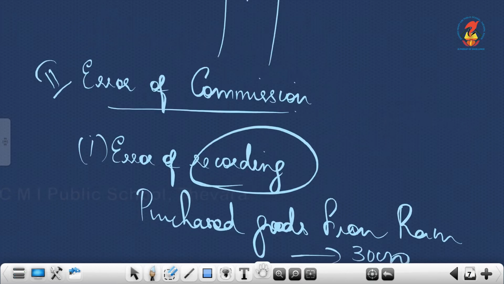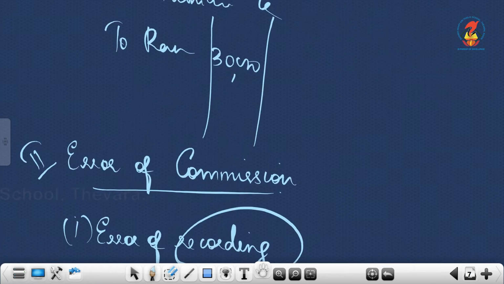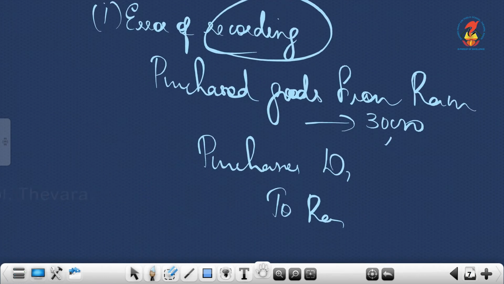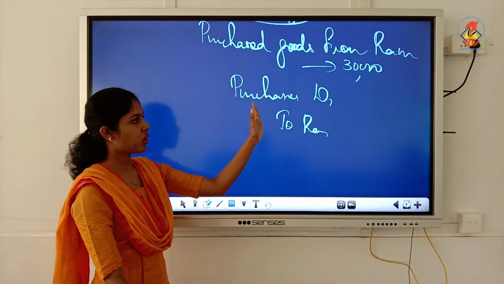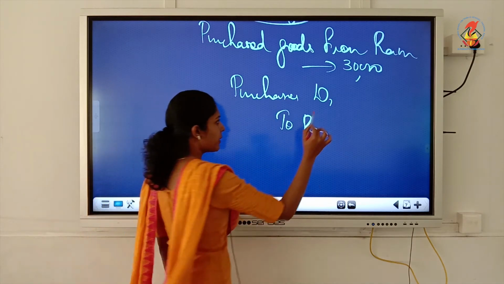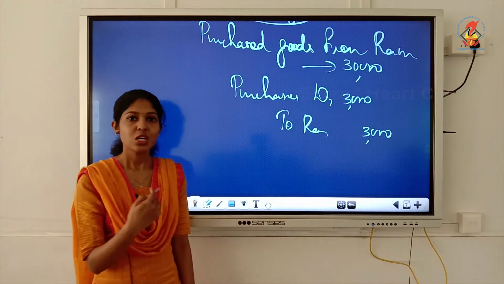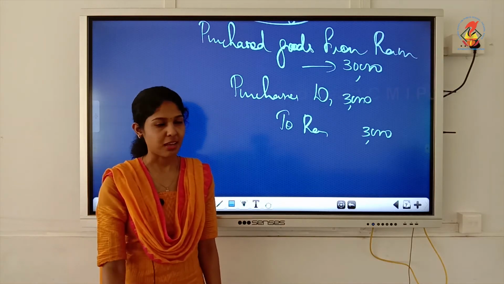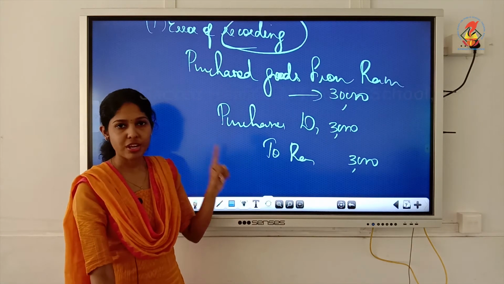I think there we wrote purchase furniture, isn't it? In the example you can write purchase furniture or purchase goods, but the entry you must write correctly when you write the example. So here purchase goods, so I wrote purchases debtor to Ram. The amount is actually 30,000, but I wrote 3000 in my books. These are the mistakes which you people commit in your exams. So this is again a type of error, that is error of recording.